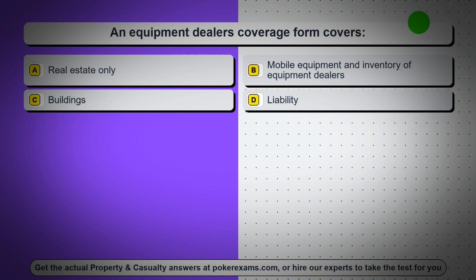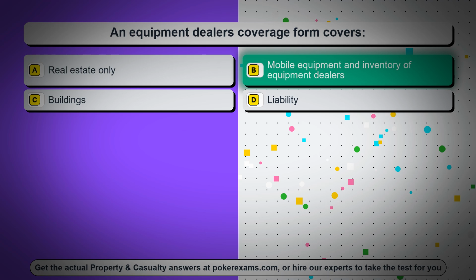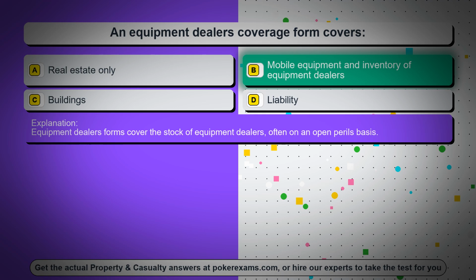Question 68. An equipment dealer's coverage form covers: option A, real estate only, option B, mobile equipment and inventory of equipment dealers, option C, buildings, option D, liability. The correct answer is option B, mobile equipment and inventory of equipment dealers. Equipment dealers' forms cover the stock of equipment dealers, often on an open perils basis.